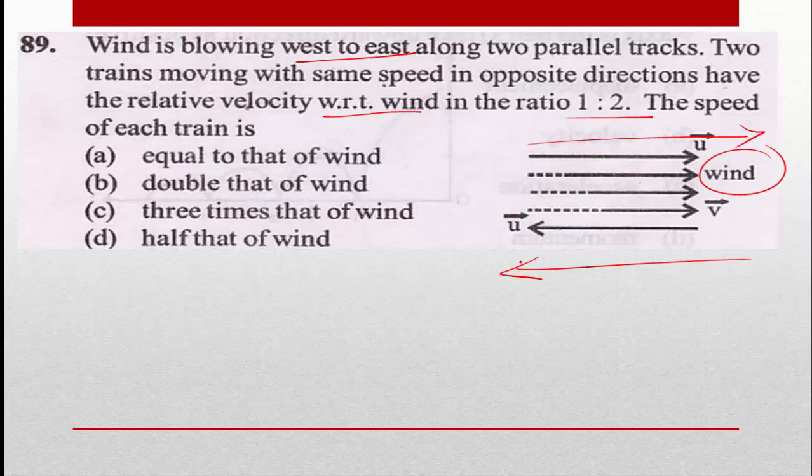V is the velocity of the wind and U is the velocity of each train. Here V is the velocity of the wind and U is the velocity of the train.